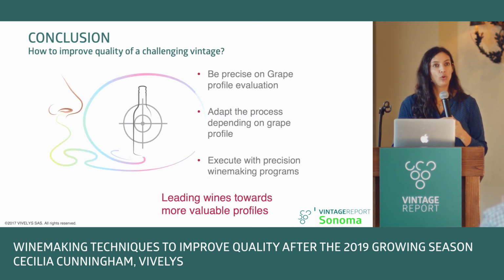So as a conclusion, we have a lot of techniques, we have a lot of technology that can help us adapt. We just need to be precise about the grape profile evaluation that we do initially and try to adapt the process to that grape profile and finally execute the programs. This will help us to get the wines that we need at the end.